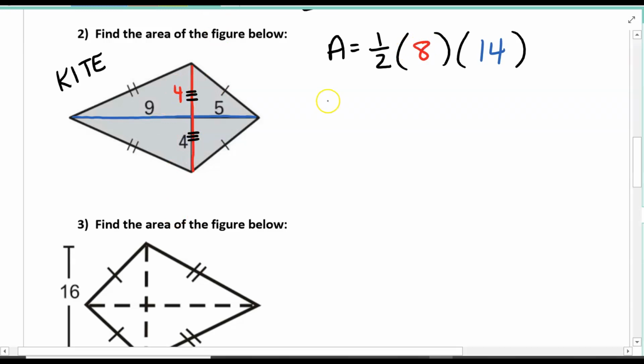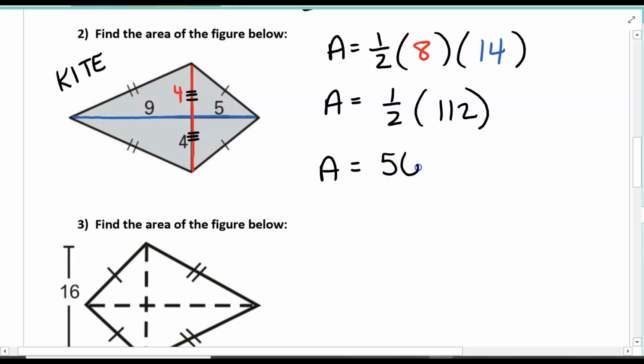So when I calculate now, the area is equal to 1/2 times 112. 8 times 14 is 112. And then when I multiply that by 1/2, or divide by 2, cut that in half, I'm going to get the area is equal to 56. And once again, we don't know the units, so it's just units squared.